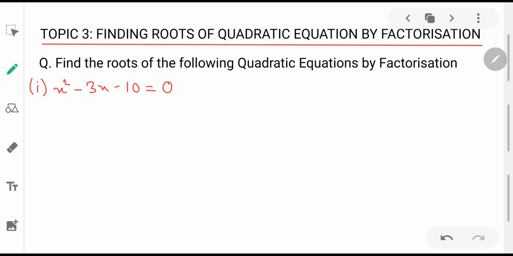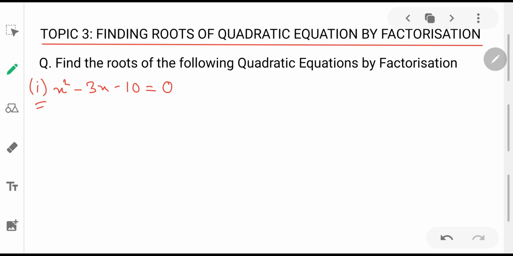So, what is the question? The question will come in this form: find the roots of the following quadratic equation by factorization. This is the first question. The question is x square minus 3x minus 10 equals 0. This is a quadratic equation.